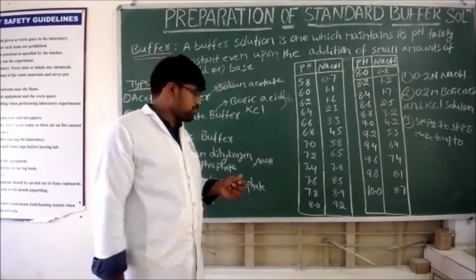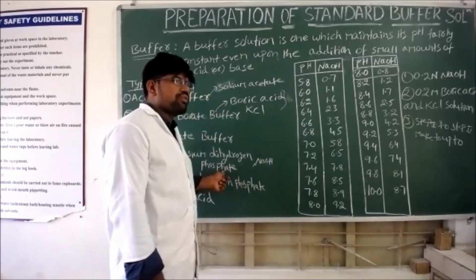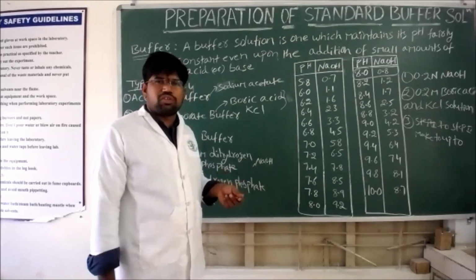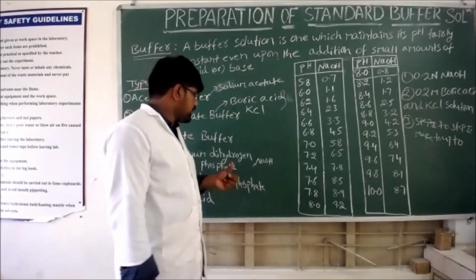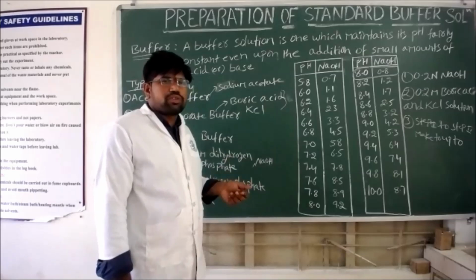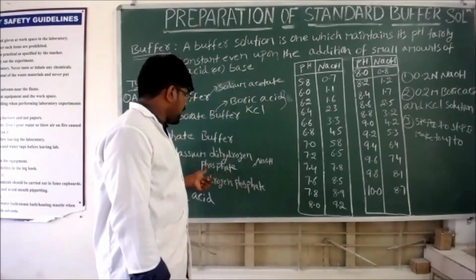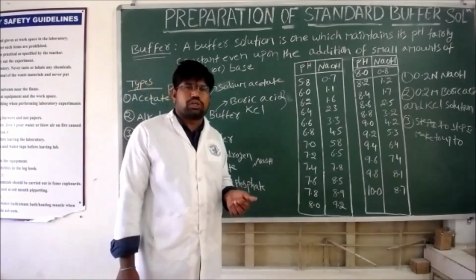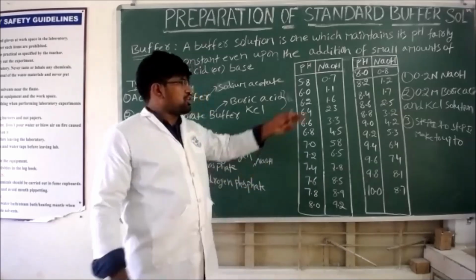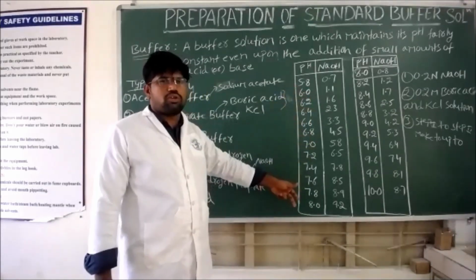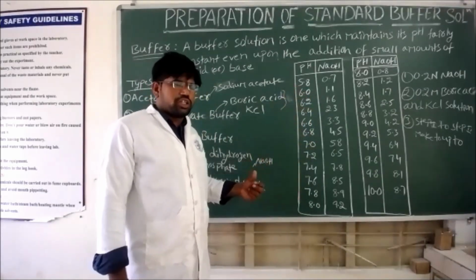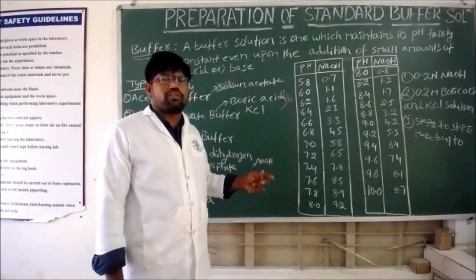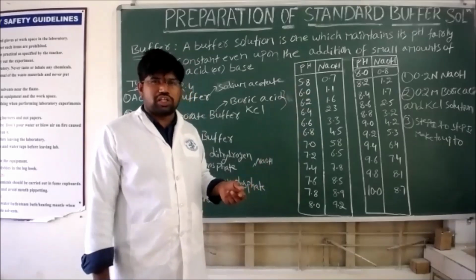Take 17.5 grams of potassium dihydrogen phosphate and dissolve it in 1000 ml of distilled water. Automatically we will get 0.2 molar potassium dihydrogen phosphate solution. Next, depending on the sodium hydroxide proportions, we add that to the potassium dihydrogen phosphate solution and make up the final volume of 10 ml with the distilled water.